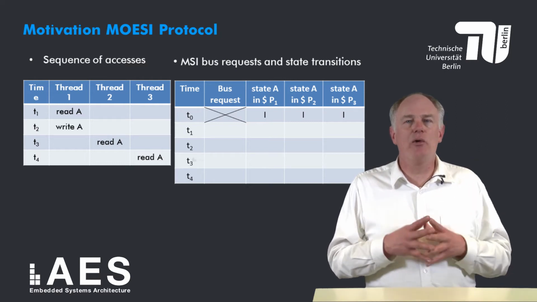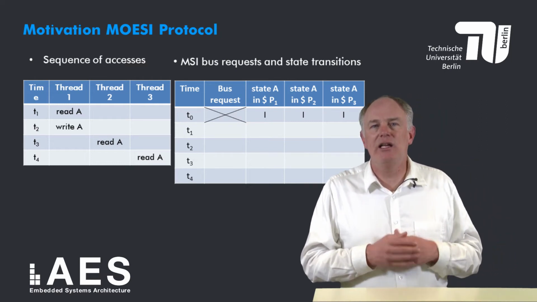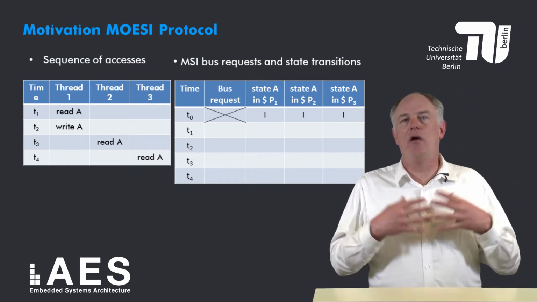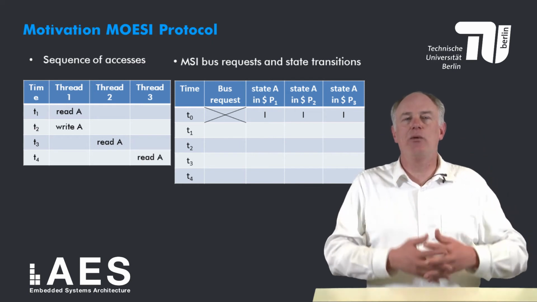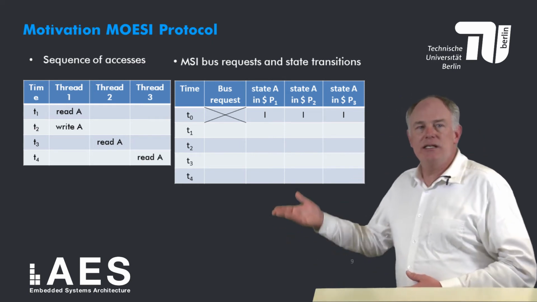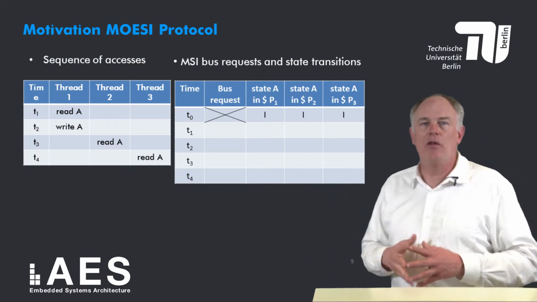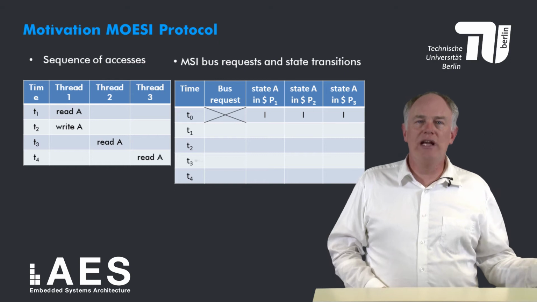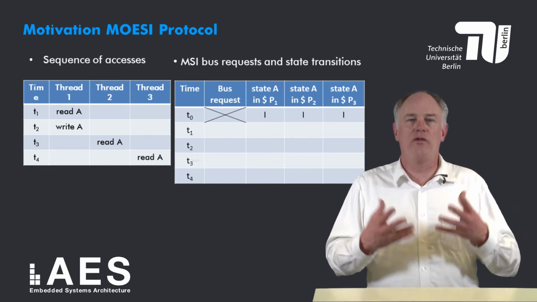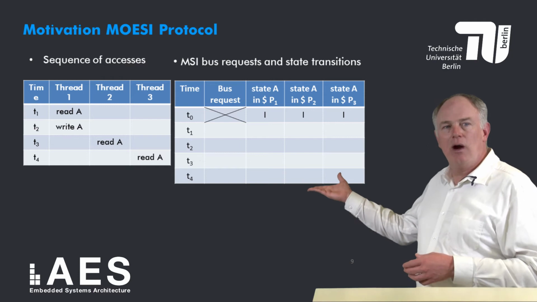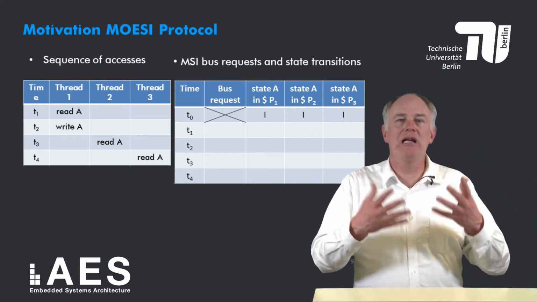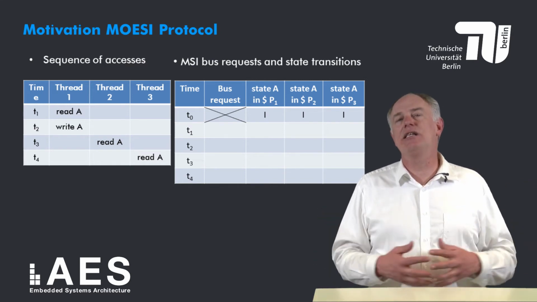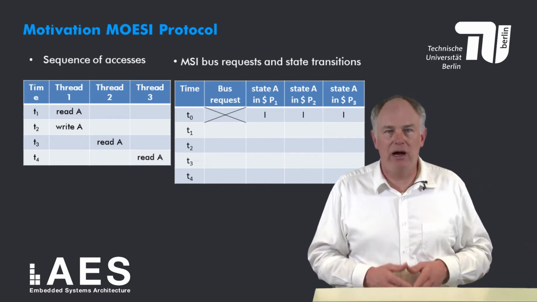Before I describe that protocol, I will again motivate it using a sequence of CPU accesses and showing the behavior of the MSI protocol on that sequence of accesses. Consider the sequence of accesses shown here on the left. Thread 1 reads A and then writes A, then thread 2 reads A, and finally thread 3 also reads A. As before, in this table on the right, I will illustrate the behavior of the MSI protocol, assuming that A is initially invalid in each of the 3 private caches.